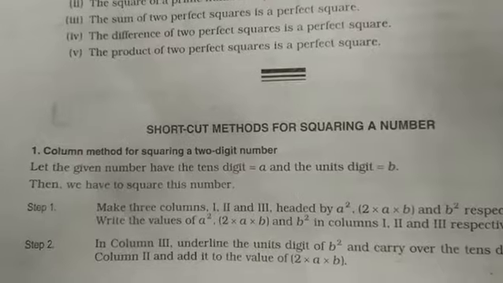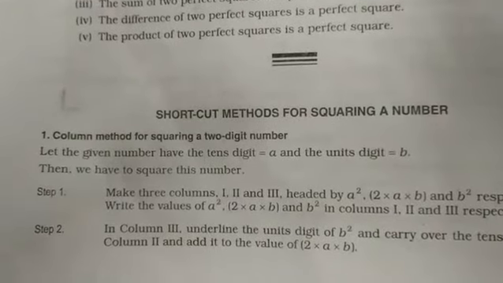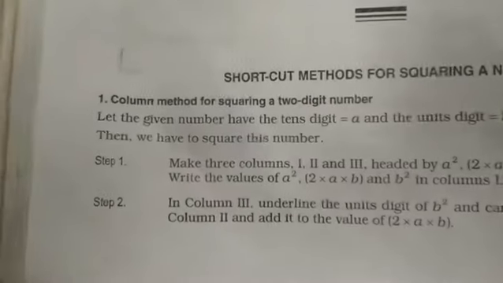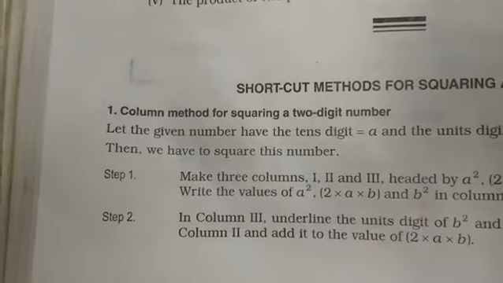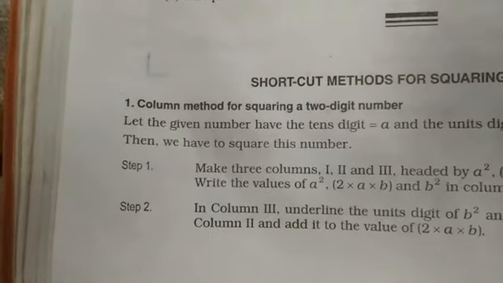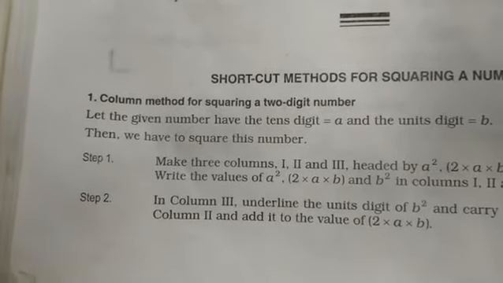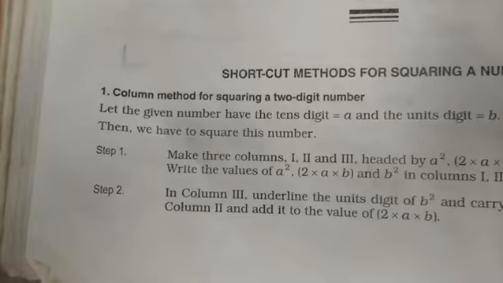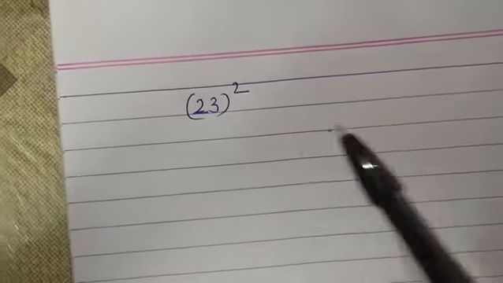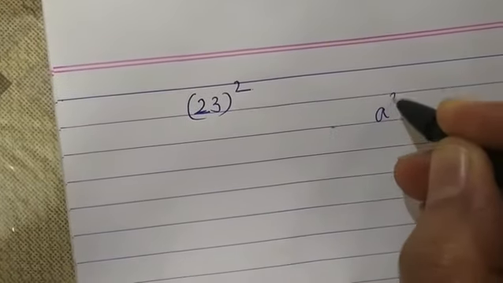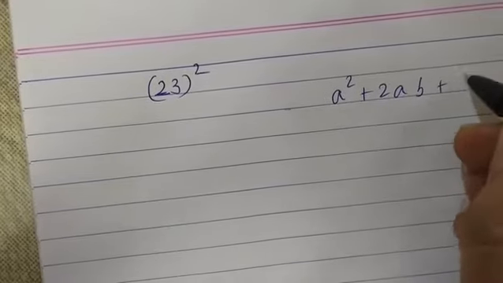So now we are going to find out the shortcut method for squaring a number. First, we are going to discuss the column method for squaring a 2-digit number. This method is used for squaring only a 2-digit number. We cannot use this column method for a 3-digit number. So the first question of your exercise I am going to take is 23 square. How will you find the square of 23 by using the column method? Here we have to use the formula a square plus 2ab plus b square.